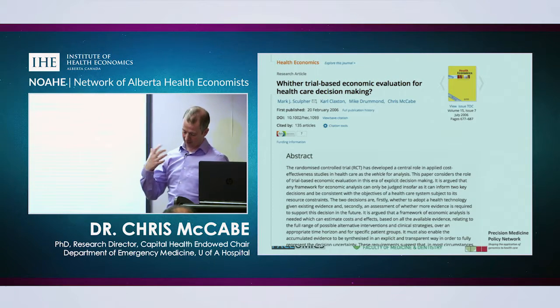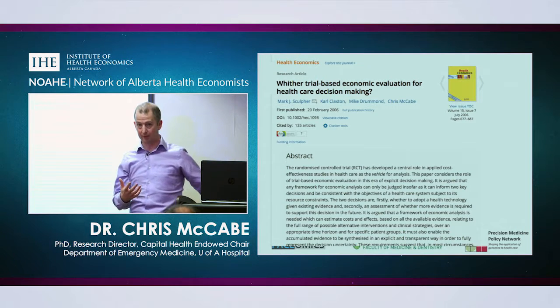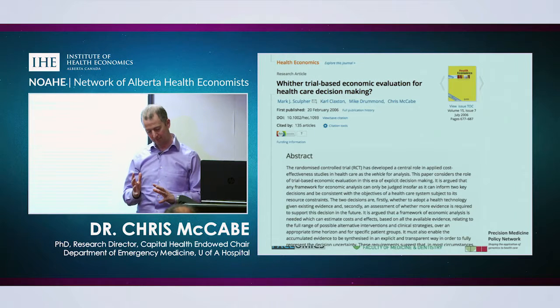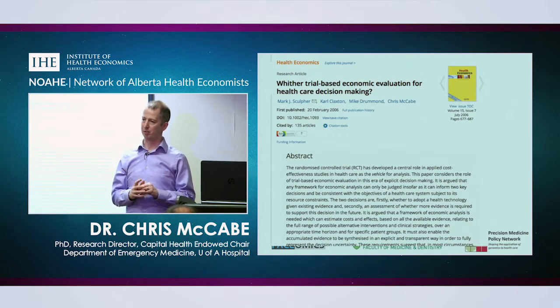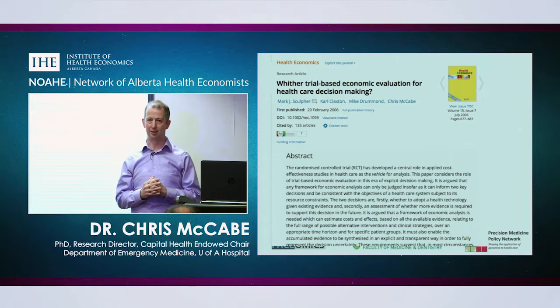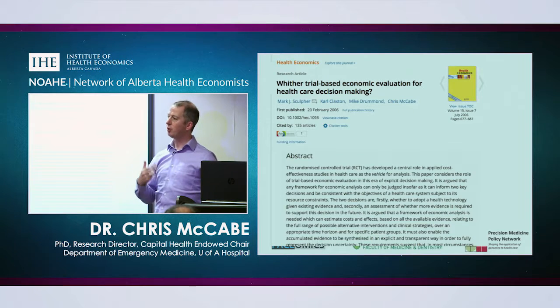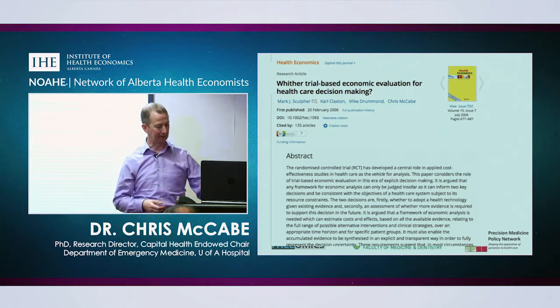So, having basically arrived at an argument that clinical trials, and economic evaluations alongside clinical trials especially, are not generalizable and are not transferable because they're not designed to address the needs of decision makers, I'm going to talk about, well, what if you've got a cost effectiveness model? How do you deal with transferability there?